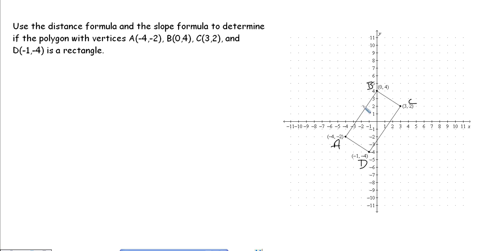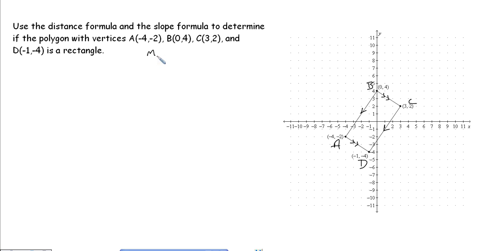So we're going to talk about some of the things that are required for a rectangle. First off, we know that opposite sides have to be parallel. So line segment AB has to be parallel to line segment CD, and line segment AD would have to be parallel to line segment BC. We know from parallel lines that the slope would have to be the same. So if we just look at the slope of line segment AB and line segment CD, or DC, as the case may be, let's just find the slope of each of those segments.